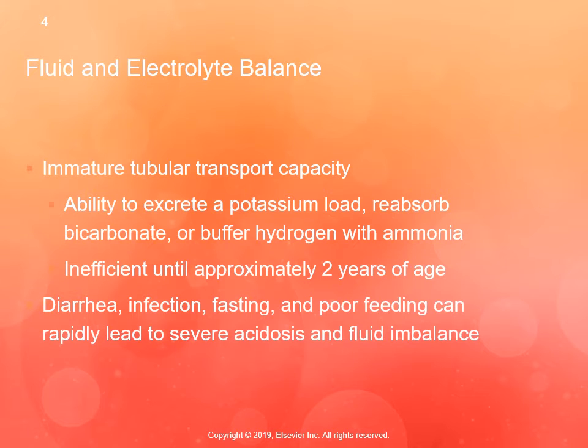An immature tubular transport capacity means that the ability to excrete potassium load, to reabsorb bicarbonate, or to buffer hydrogen with ammonia is much less efficient and does not become efficient until approximately age 2.